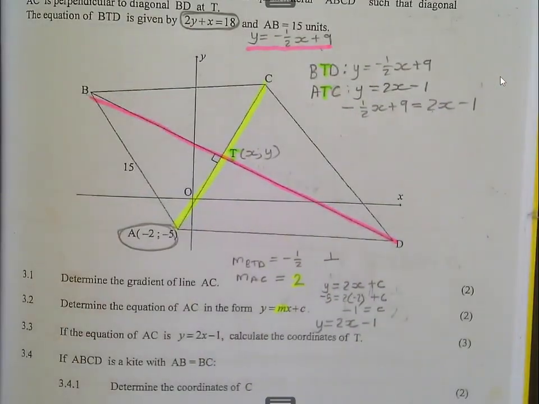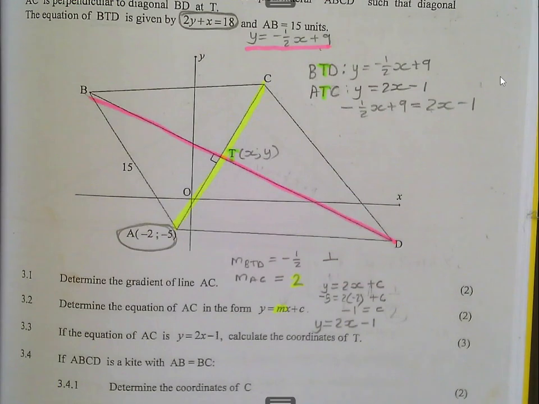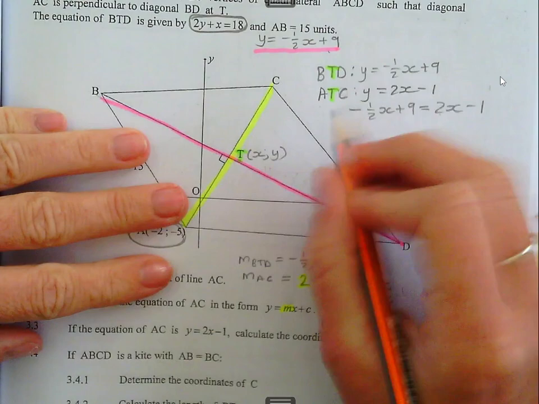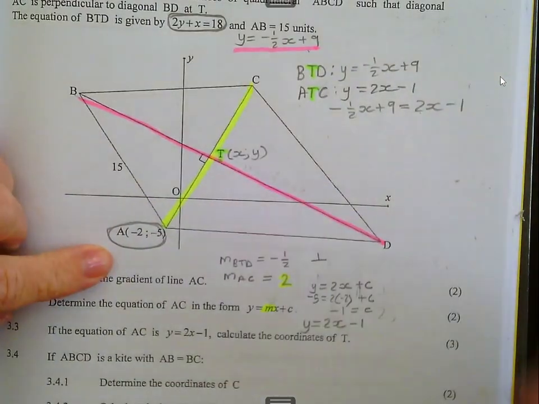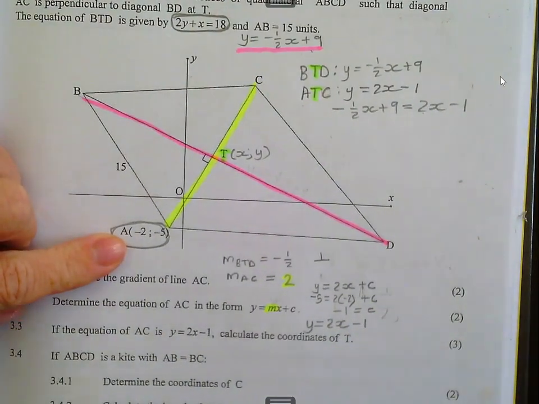I can do that because both of them are equal to y. So if the first is equal to y and the second is equal to y, it means they are the same. Do you agree? Okay. You can use these terms as they are. I don't like fractions. Okay?